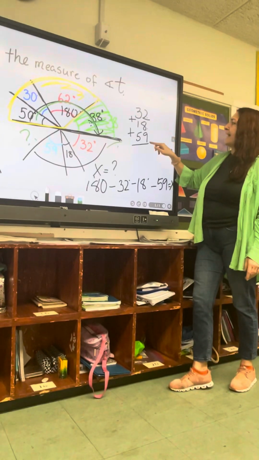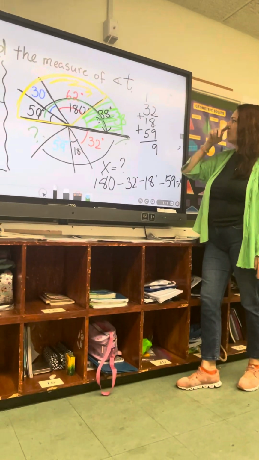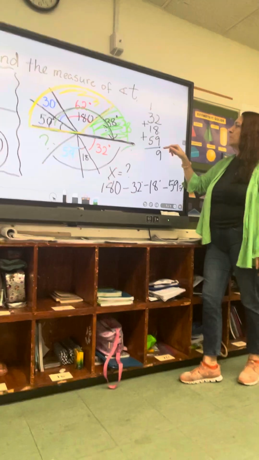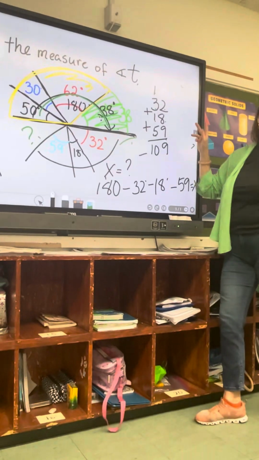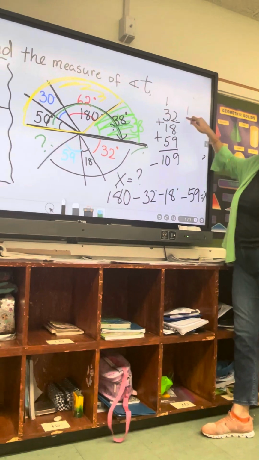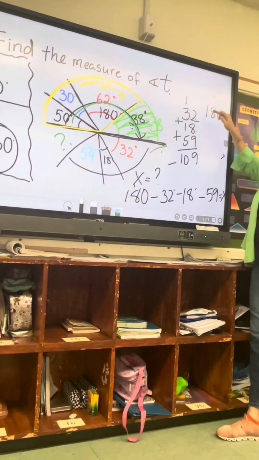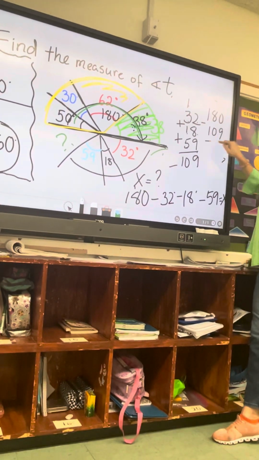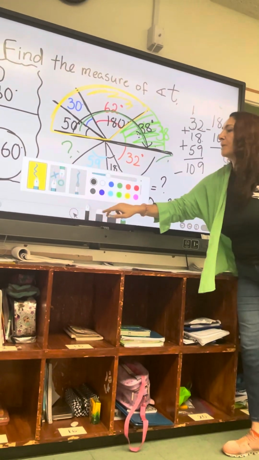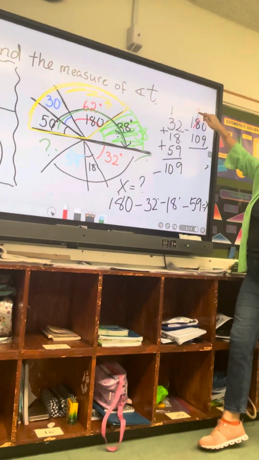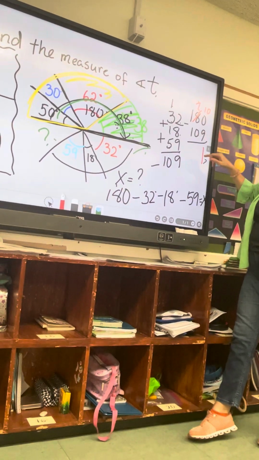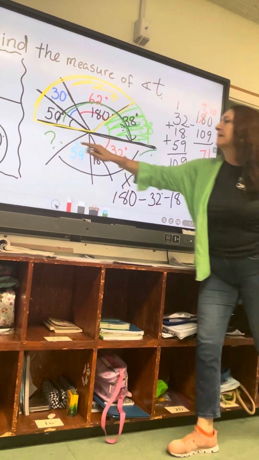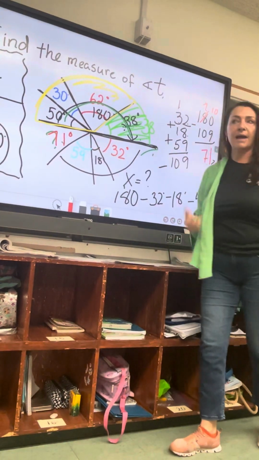8 plus 2 is 10, and 9, 19, I'm carrying 1. 1 plus 3 is 4, plus 1 is 5, plus 5 is 10, 109. So 180 minus 109. Okay, we're borrowing here, just one moment. We're borrowing, we have 7, we have 10, we have 1. 7 minus 0 is 7, that is 71 degrees. Okay, good job.